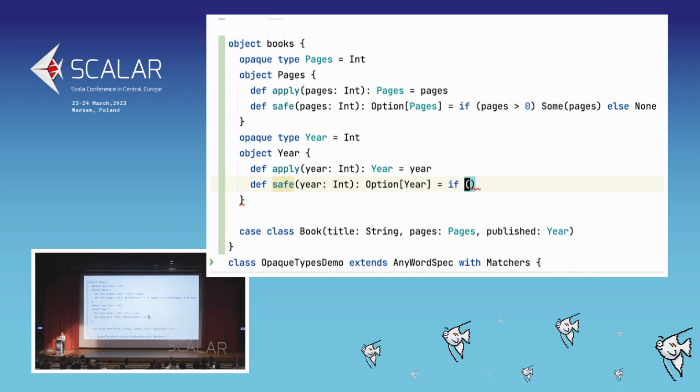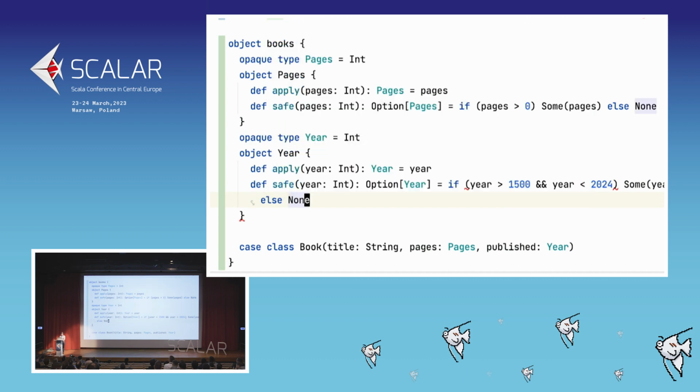And then what's a safe value for years? Well, I think if we are doing something like this, we'll probably save. And also, let's make sure we don't have books from the future. So less than 2024 should be fine. In that case, return the year, else return a none.